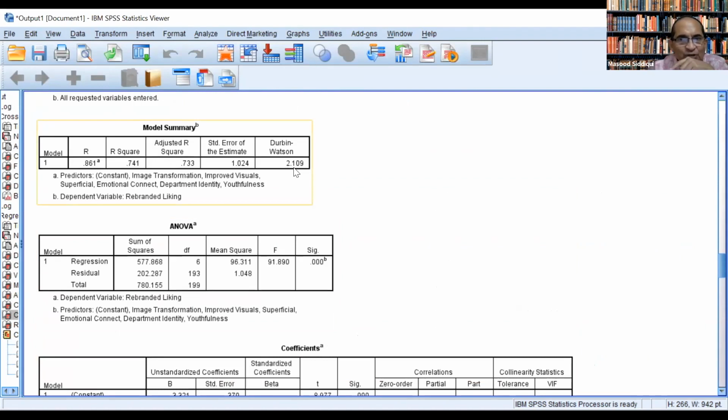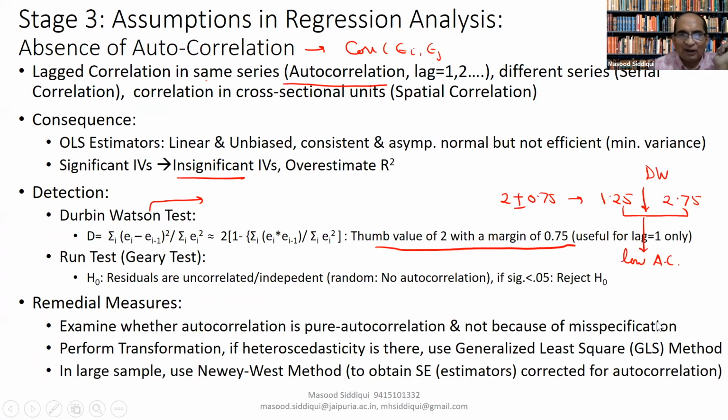Here the Durbin-Watson is 2.109. 2.109 lies in this range, right? Here the value of the Durbin-Watson statistic comes out to be 2.019. It lies in the range. So we can say it is having low autocorrelation. Obviously, it has a problem: it will be used only for a lag one.